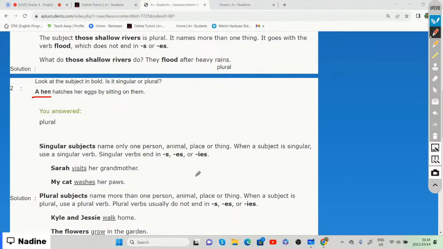All right, so we can say a hen is singular. It refers to only one. And it also has a singular verb, which is hatches. Right? It has a singular verb, which is hatches. So well done.